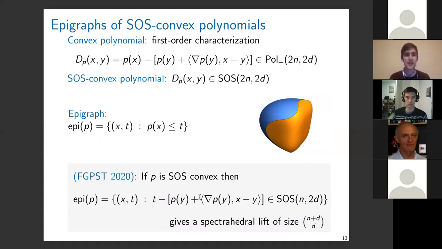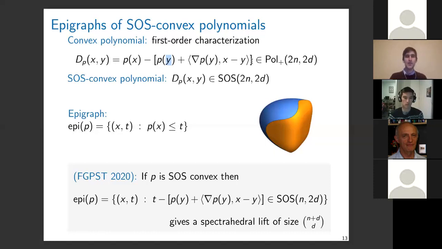Okay, so let's start with convex polynomials. There are many different definitions of convexity. If I look at the first order characterization of convexity and I focus on polynomials, what it says is that this expression here that I'm writing d sub p of x,y, calling it this because it's often called the Bregman divergence associated with the polynomial. So a polynomial p is convex if and only if this polynomial, which is now in 2n variables of degree 2d, if p was of degree 2d, is globally non-negative. This is just the first order characterization of convexity. It just says, if you like, that the linear approximation at a point is a lower bound globally.